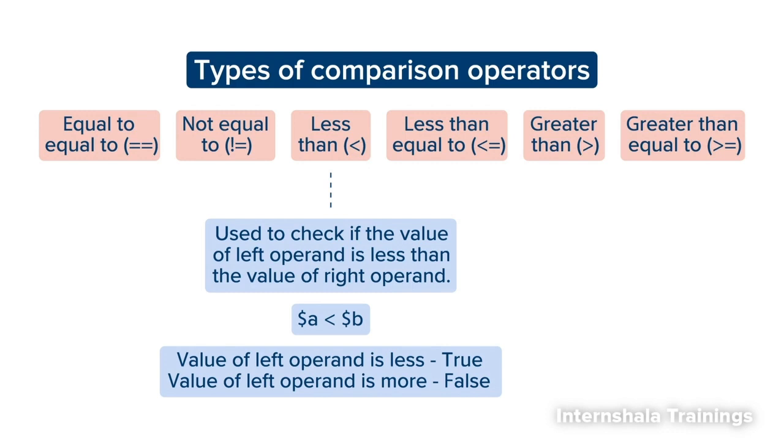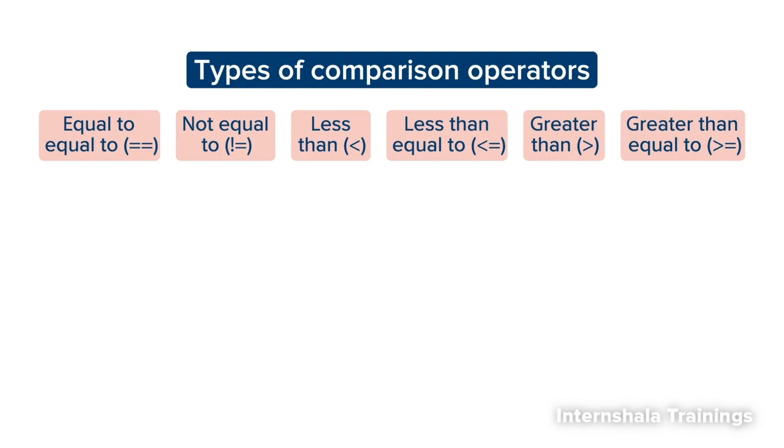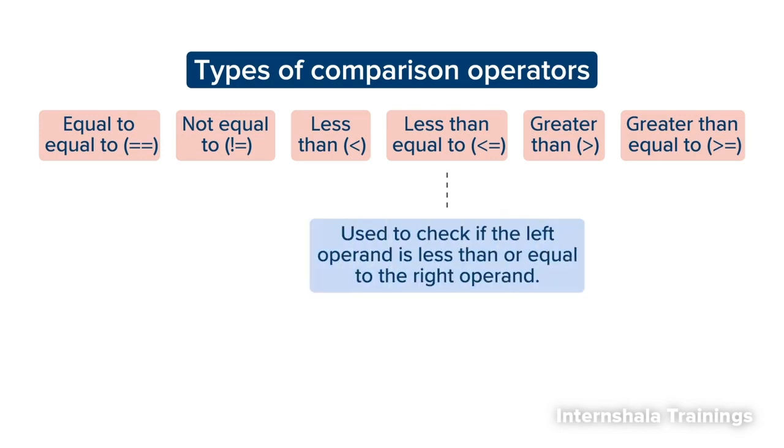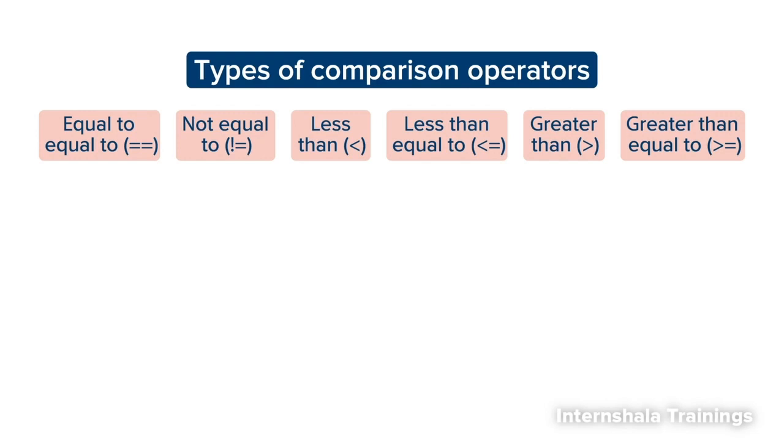Next is less than equal to operator that checks if the left operand is less than or equal to the right operand and returns the value true or false accordingly. Here, we are checking if the value of a operand is less than equal to b operand, and it will return the value accordingly. Similarly, we have greater than and greater than equal to operators to return the values true or false accordingly. The Boolean operators are used to create conditional statements, which we will cover in the next topic.